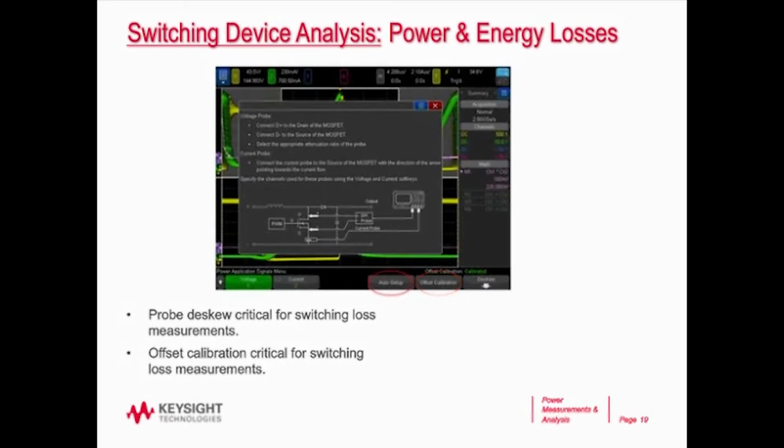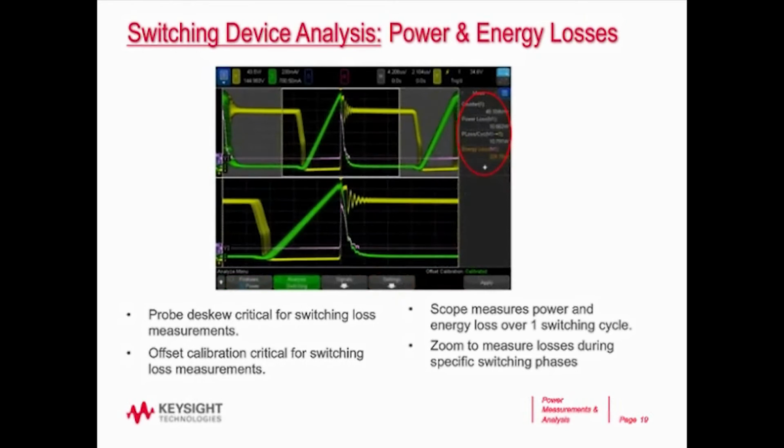You press the auto setup and the scope automatically scales 2 switching cycles across the main time base window and 1 switching cycle across the zoomed in window and turns on the power loss measurements. Now at this point, I don't know if you can read it or not, the power loss is measuring in a range of about 10.5 watts and an energy loss of 200 some odd, I think it's nanojoules, but I can't read it. At this point, you can zoom in and measure the losses of each of the phases, and we'll show that in a few minutes.